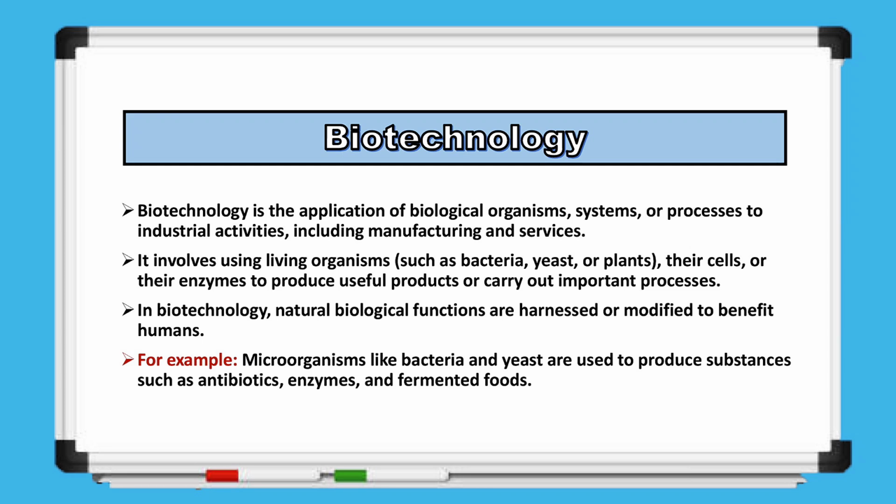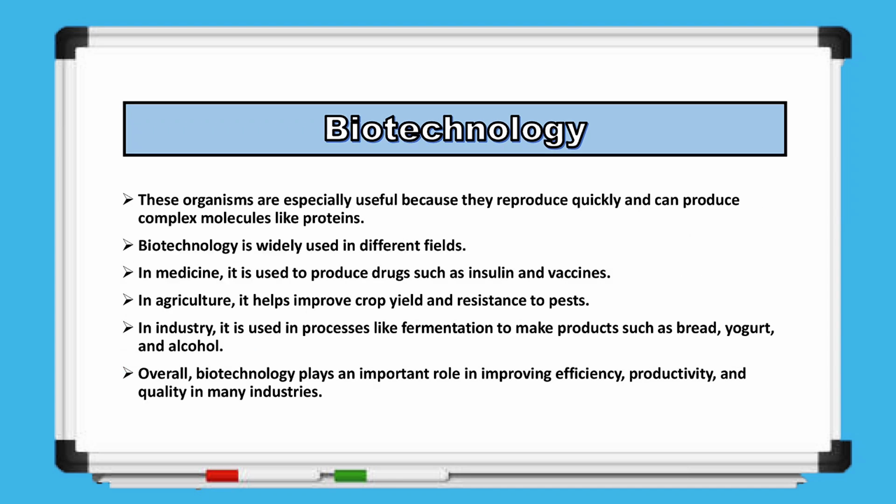For example, microorganisms like bacteria and yeast are used to produce antibiotics, enzymes, and fermented foods. They are especially valuable because they reproduce quickly and can produce complex substances such as proteins. Biotechnology is used in many different areas. In medicine, it is used to make important drugs like insulin and vaccines. In agriculture, it helps improve crop yield and resistance to pests. In industry, it is used in processes such as fermentation to produce foods like bread, yogurt, and alcohol. Overall, biotechnology helps improve efficiency, productivity, and quality across many industries.